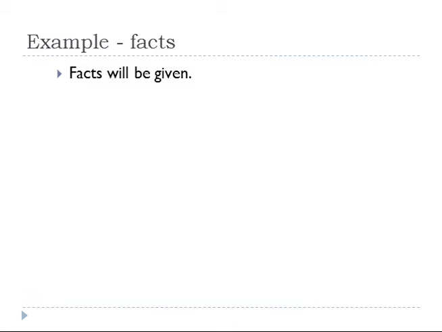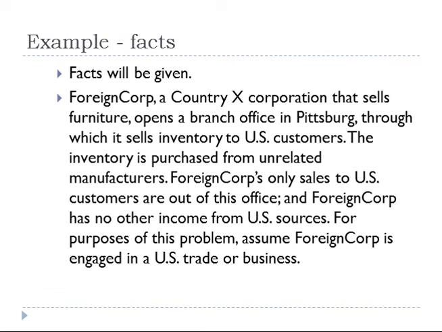First, in a discussion or exam problem, the facts will be given, so you do not need to restate them for your solution. Here are some facts. Foreign Corp, a Country X corporation that sells furniture, opens a branch office in Pittsburgh through which it sells inventory to U.S. customers. The inventory is purchased from unrelated manufacturers. Foreign Corp's only sales to U.S. customers are out of this office, and Foreign Corp has no other income from U.S. sources. For the purposes of this problem, assume that Foreign Corp is engaged in a U.S. trade or business.